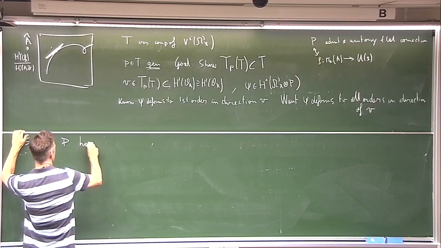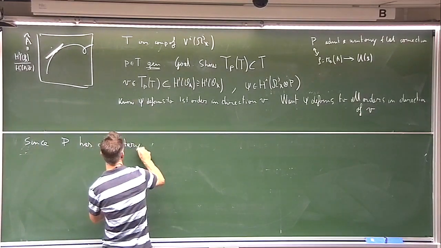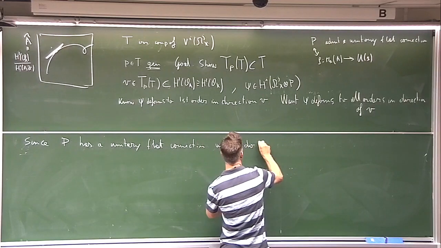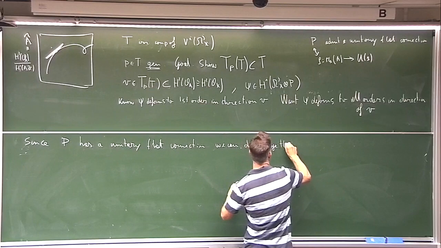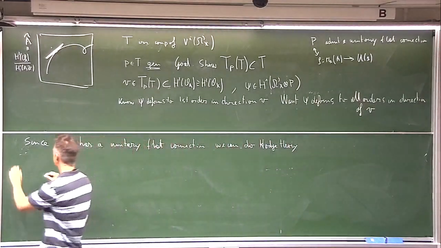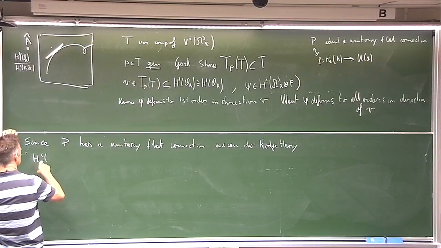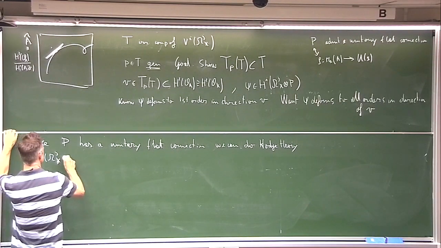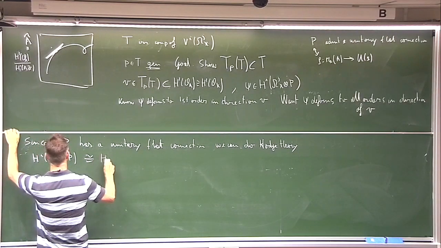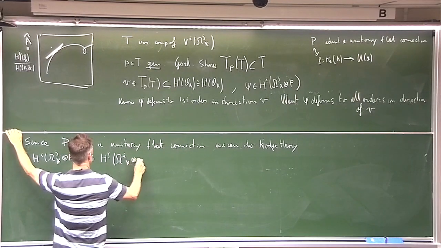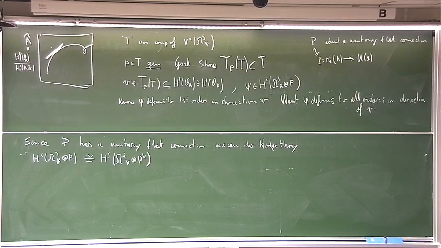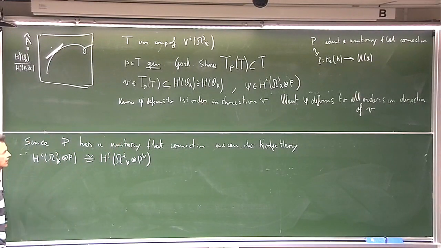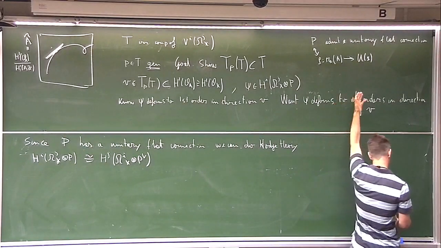Since P has a unitary flat connection, we can do... in particular, you have statements like: under complex conjugation, you can identify H^i(Ω^j_X ⊗ P) as complex conjugate to H^j(Ω^i_X ⊗ P dual). And, right, because when you take complex conjugation, it's like inverting your transition function, which is just given by a norm one scalar.